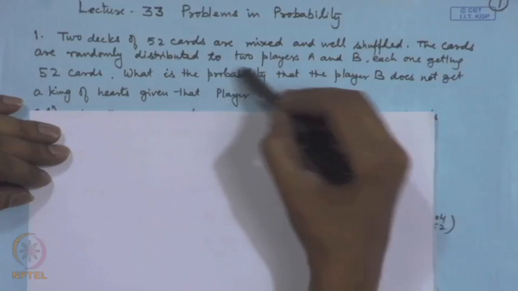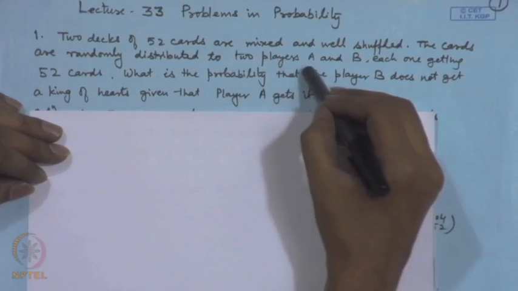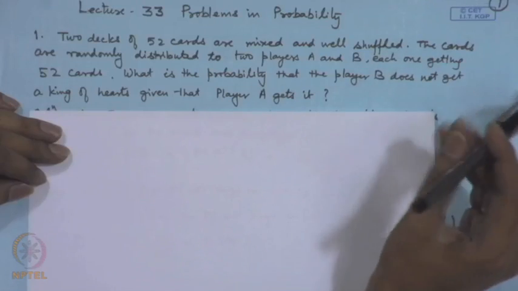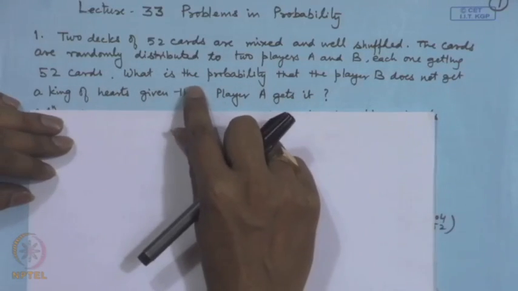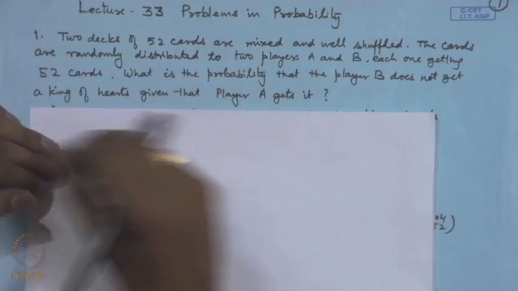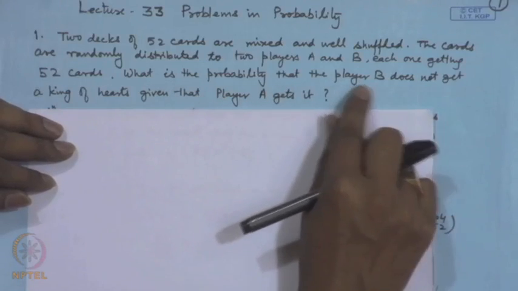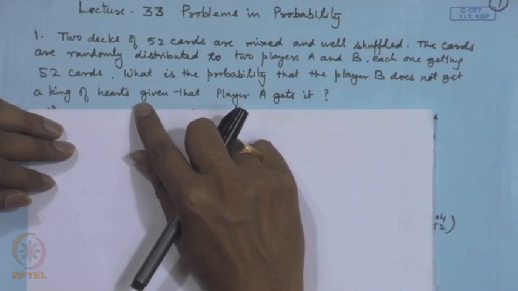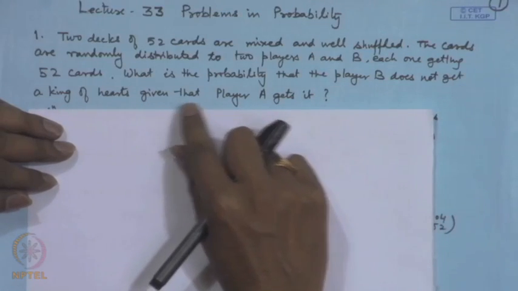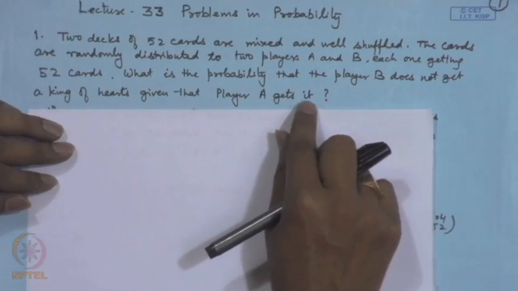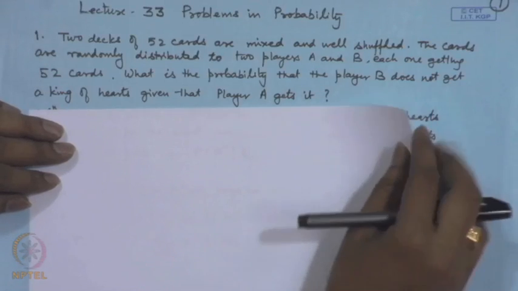The cards are randomly distributed to two players A and B, each one getting 52 cards. So, all the cards are distributed. Randomly, the first card from the pack is given to one player, the second card is given to one player, and like that it is randomly distributed. So, both the players get 52 cards. What is the probability that player B does not get a king of hearts given that player A gets it? Let us analyze the event now.